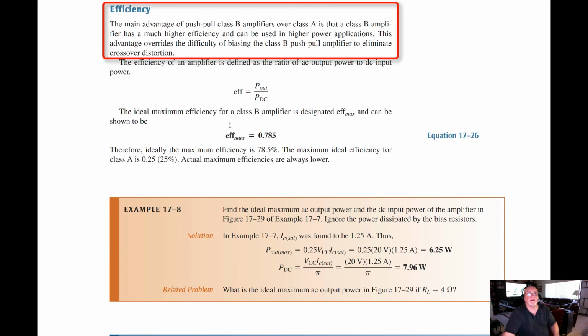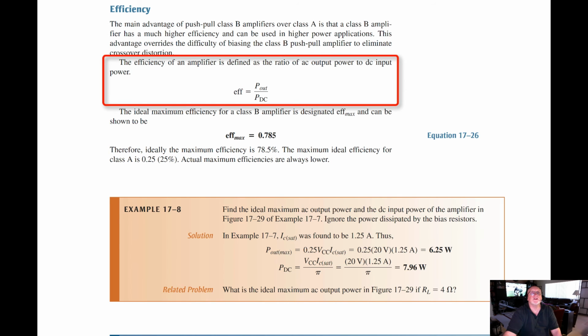Efficiency. The main advantage of a Class B push-pull amplifier over Class A is that the Class B amplifier has a much higher efficiency and can be used in higher power applications. This advantage overrides the difficulty of biasing the Class B push-pull amplifier to eliminate crossover distortion. The efficiency of an amplifier is defined as the ratio of AC power to DC power. So efficiency equals power out, AC, divided by power, DC.